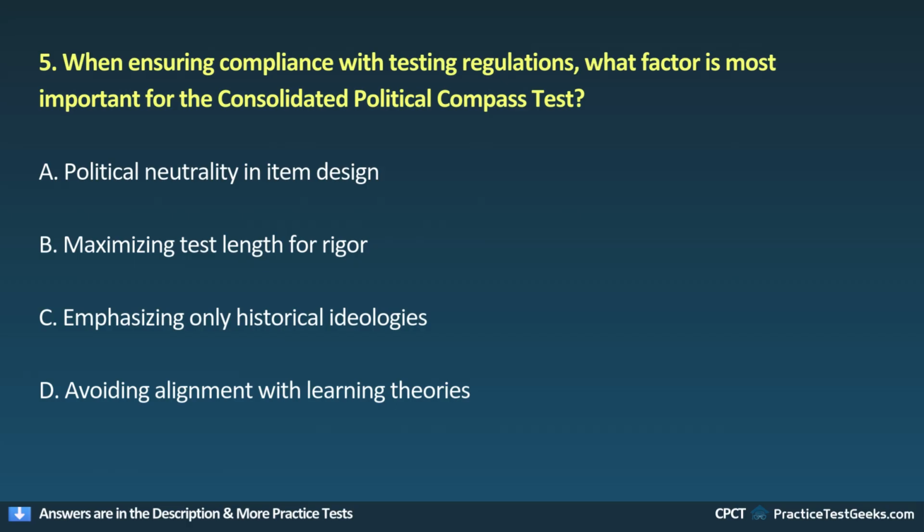5. When ensuring compliance with testing regulations, what factor is most important for the Consolidated Political Compass Test? A. Political neutrality in item design. B. Maximizing test length for rigor. C. Emphasizing only historical ideologies. D. Avoiding alignment with learning theories.